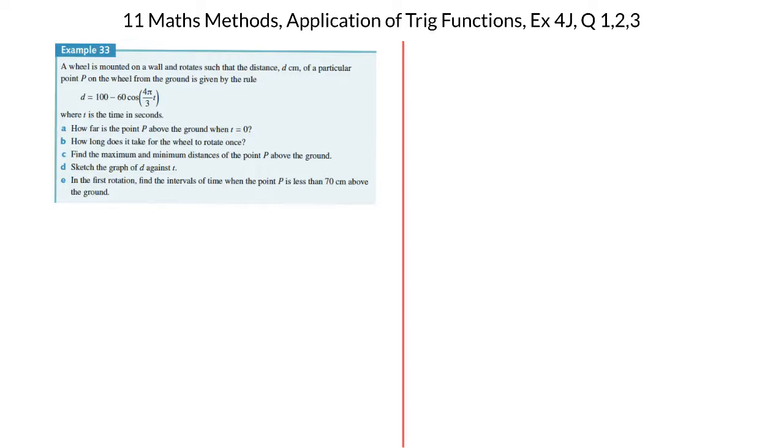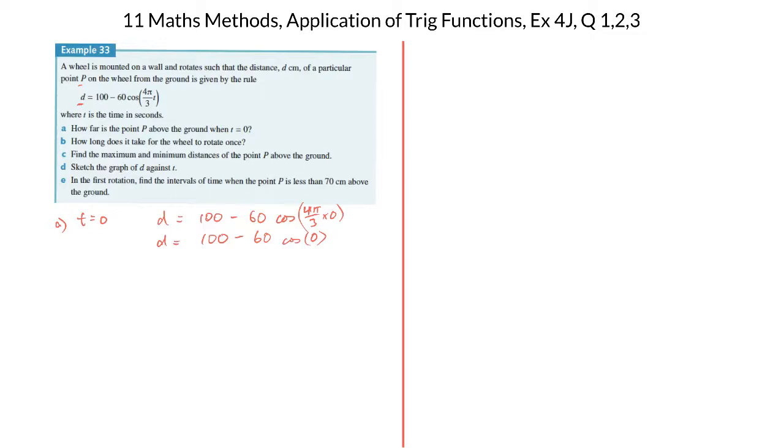So, it says how far is the point? So P is the point on the wheel, which is given by the rule. So even though it's saying point P, it's like the distance, D, I'm thinking of distance. So when t equals 0, we're trying to find out what the distance is. So d equals 100 minus 60 cos 4 pi on 3 times by 0. So d will be 100 minus 60 cos of 0.